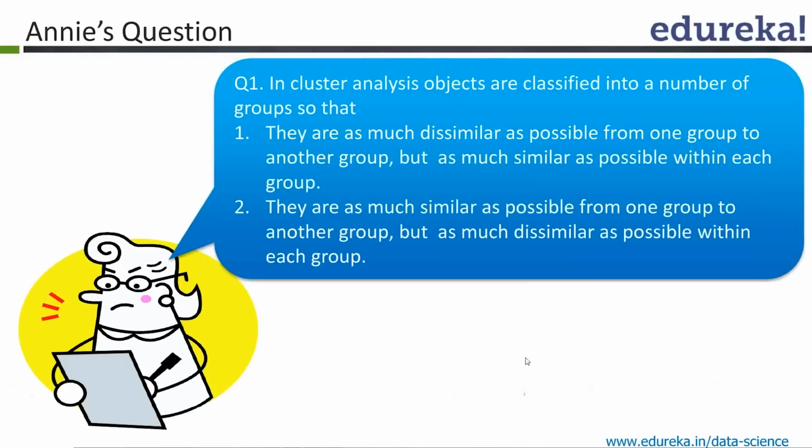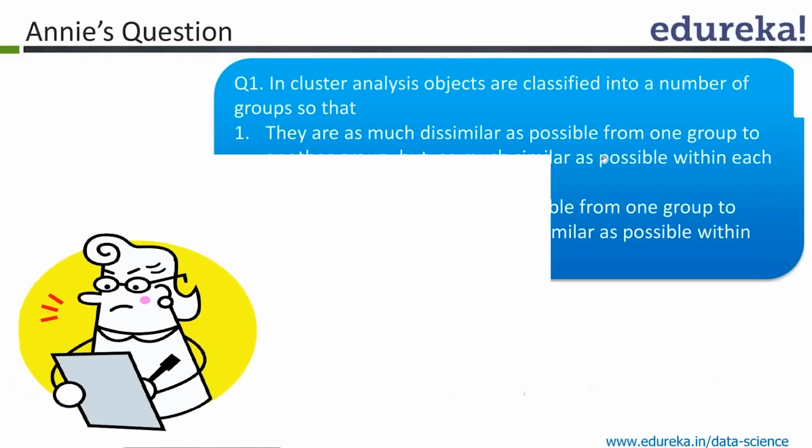Okay, yeah, not surprisingly, option 1, right? You want high intra-cluster similarity and low inter-cluster similarity. Okay?